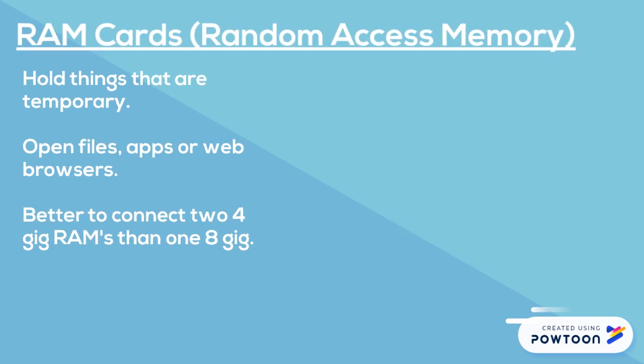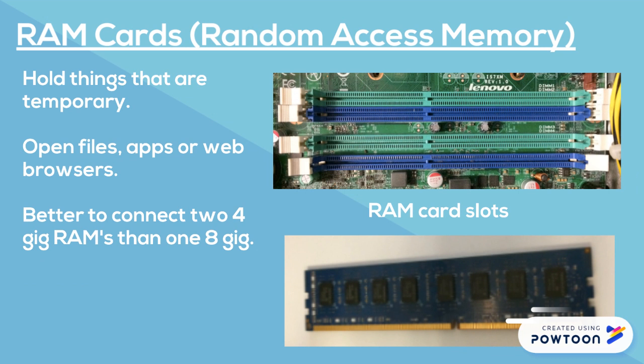RAM cards hold temporary memory for open files, apps, or web browsers. A computer can hold multiple RAM cards, so it is better to connect two 4 gig RAMs than one 8 gig RAM, as it will run much faster.